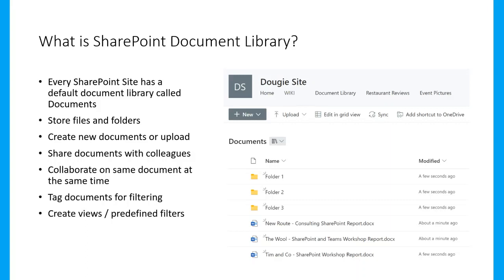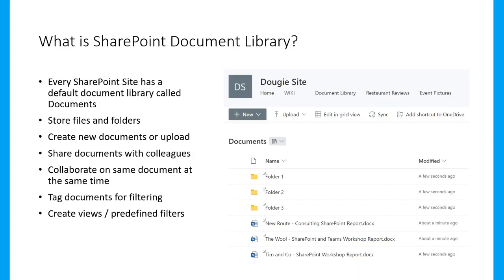It's called Documents, but you can add additional document libraries. Within reason, you can have as many document libraries as you like, and they're all for storing files and folders. That's where you host your documents and you can share them out with other people. You can create new documents or upload existing ones from other areas. You can share documents with colleagues using a share button, and even with certain SharePoint sites, you can share documents externally with people.